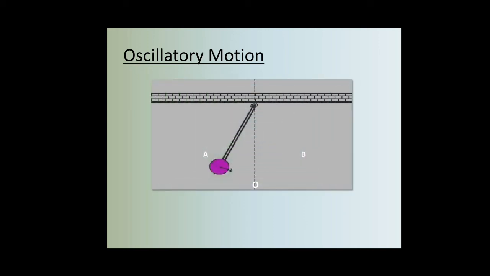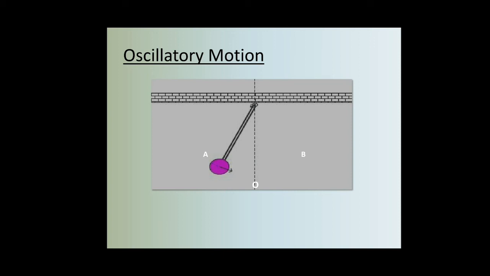Then there's an activity given in your book that suppose a pendulum is moving from point A to O, then from point O to point B. Then the points A and B are called the two extremes. When the object moves from one extreme point to its mean position, that is the point O.